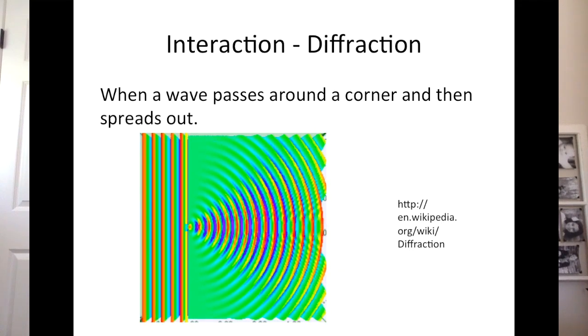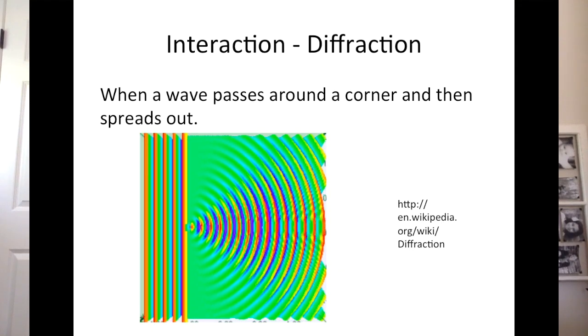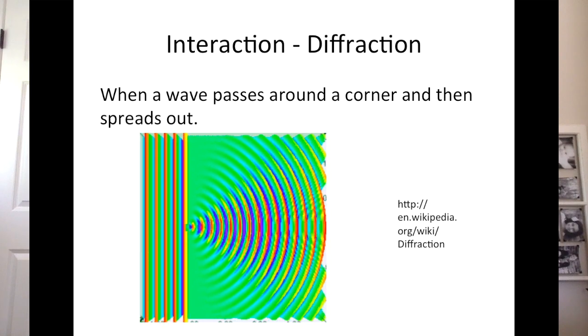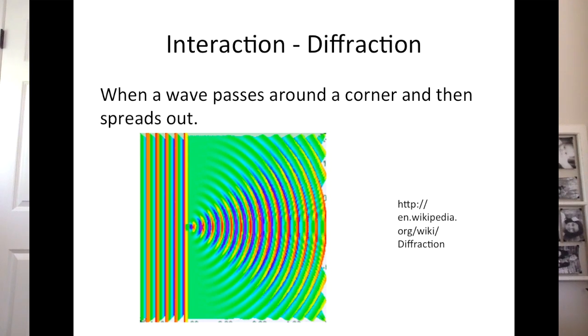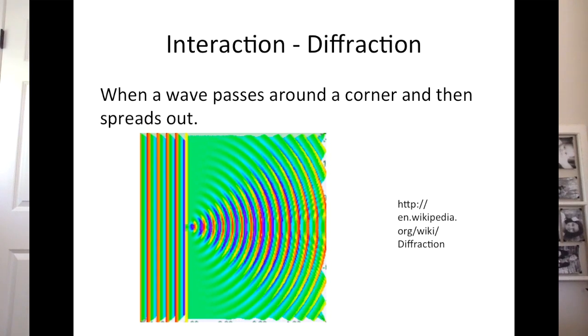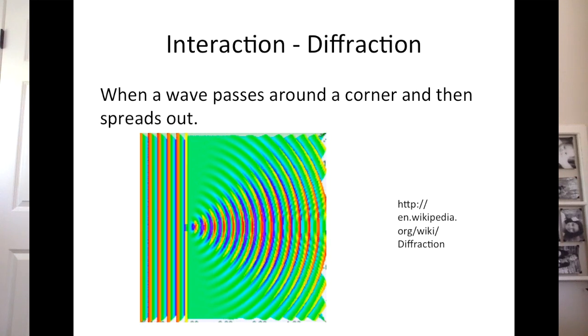Right? Diffraction. Diffraction is when waves pass around a corner and then spread out. So here there are waves hitting this wall, and then there's a little hole, and then the waves are going through that hole and kind of radiating out from that hole and bending around a corner.